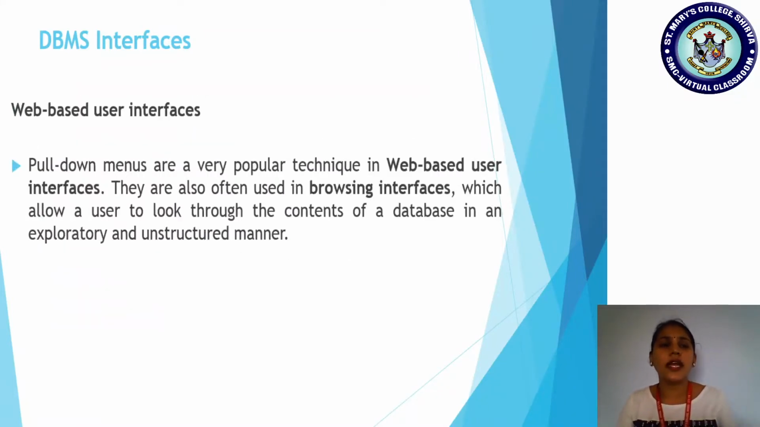Okay. Now the second category is what? Web-based user interfaces. It is related to the first one only. Pull-down menus are a very popular technique in web-based user interfaces. They are also often used in browsing interfaces, which allow a user to look through the contents of a database in an exploratory and unstructured manner.